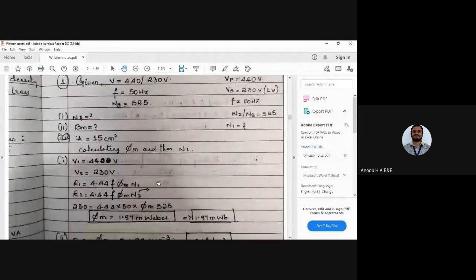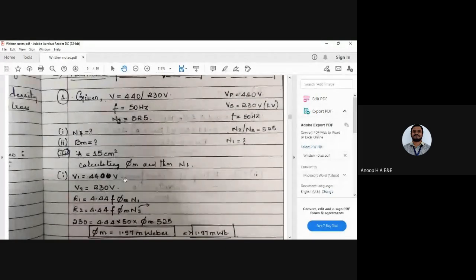I have already circulated a list of some numerical problems. It would be quite easy for you to understand the concepts in that list. It is also there in the Google Drive link. You can go through it and see.